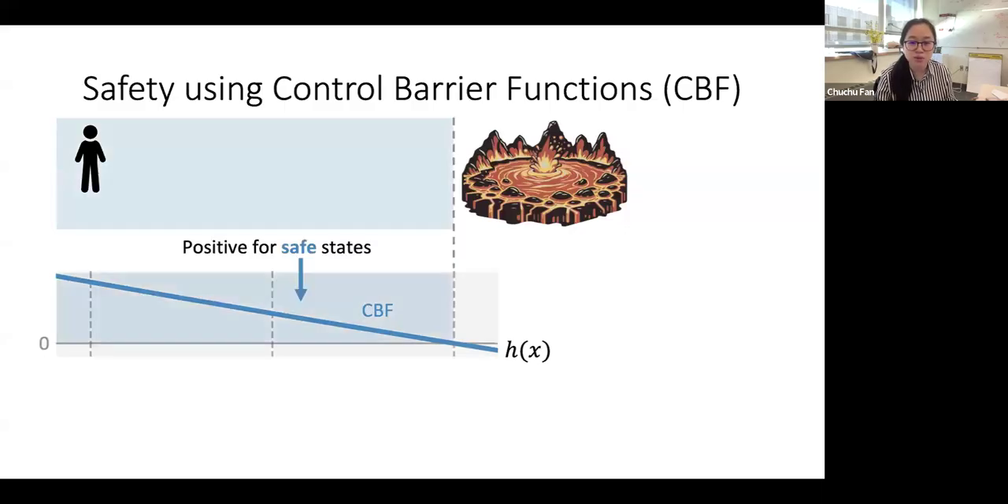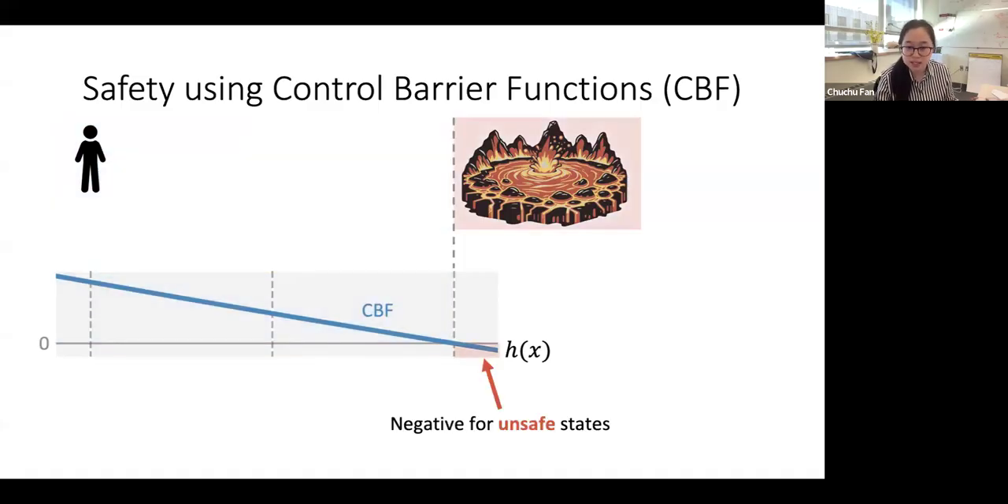The scalar value is going to be positive for states that are safe, for states that are not the lava pool, and it's going to be negative for states that are unsafe. And the sign doesn't matter here. You will see cases when they flip the sign, saying safe is negative, unsafe is positive. It doesn't matter, right? Just flip the sign.